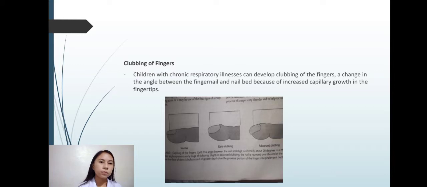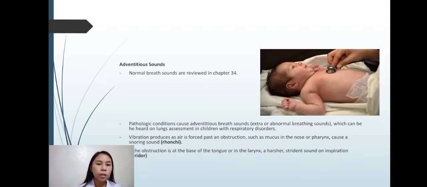Next one, we have here the adventitious sounds. Normal breath sounds are reviewed in chapter 34. So pathologic conditions cause adventitious breath sounds, which are extra or abnormal breathing sounds that can be heard on lung assessment in children with respiratory disorders.